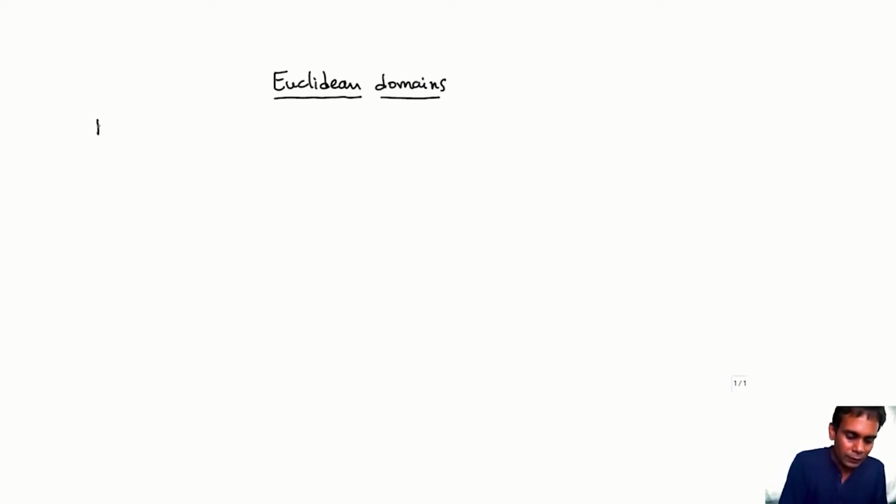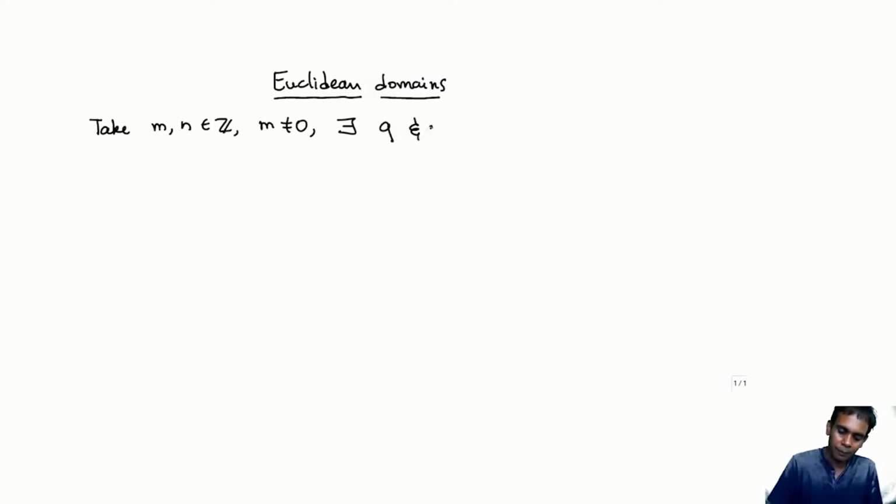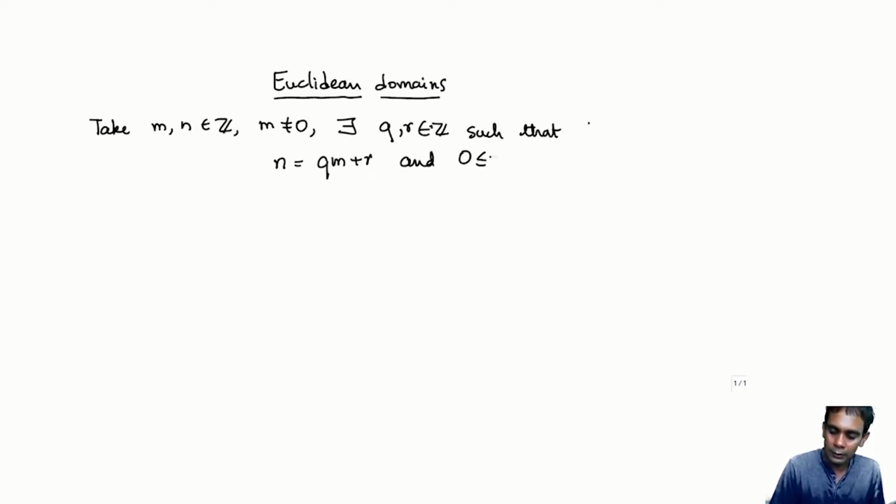If you take two integers, m and n, let's say assume that m is non-zero, then we know that there exist integers q and r such that n is equal to qm plus r and r lies between 0 and the absolute value of m. So we allow here m to be positive or negative.